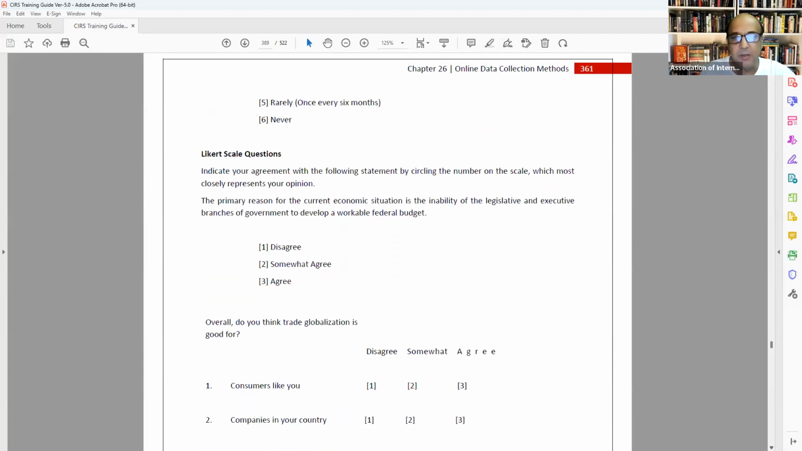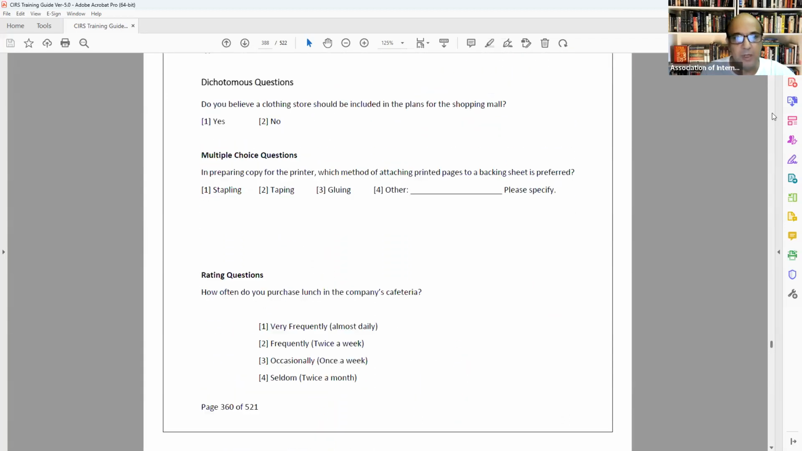Then we've got rating questions. Rating questions are qualitative mostly, like how often do you purchase lunch in the company's cafeteria? Very frequently, frequently, occasionally, seldom. So this is qualitative data, you could see.